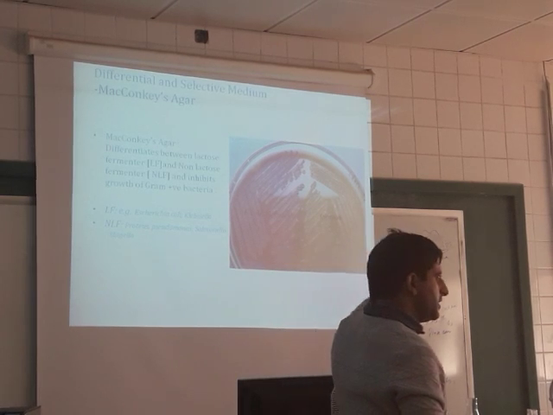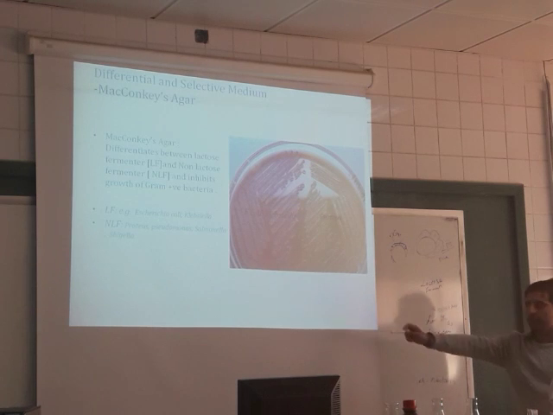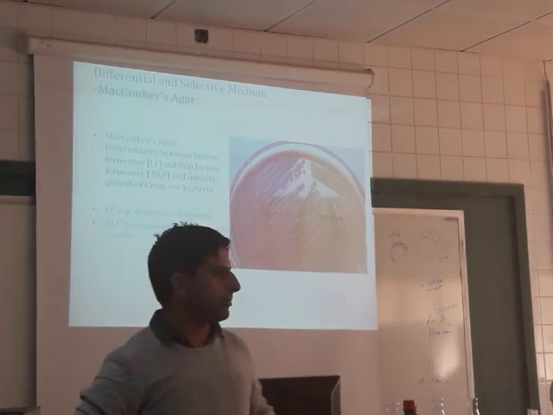In this MacConkey media there is a dye indicator. This indicator changes its color when there is a higher concentration of acid. Its color changes into pink, so lactose fermenters are pink in color. When the bacteria ferment the lactose, it produces acid; when acid is produced, the pH of the media decreases, and because of the more acid it reacts with the dye present in the media and changes its color into pink. There is no pigment. Clear? So this is the property of MacConkey and a very important media in microbiology.